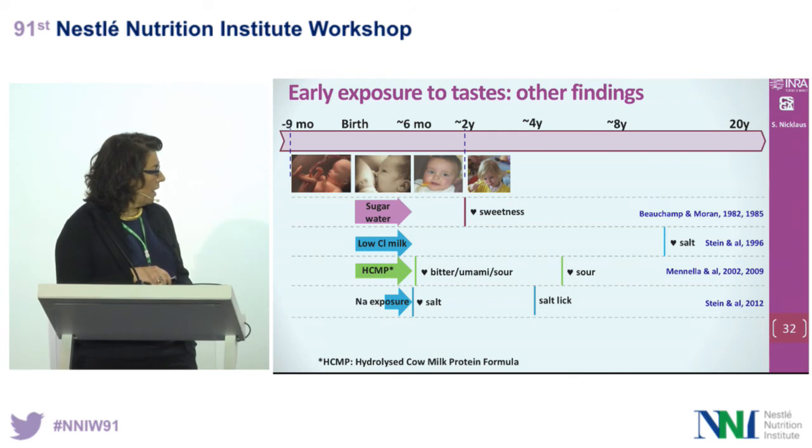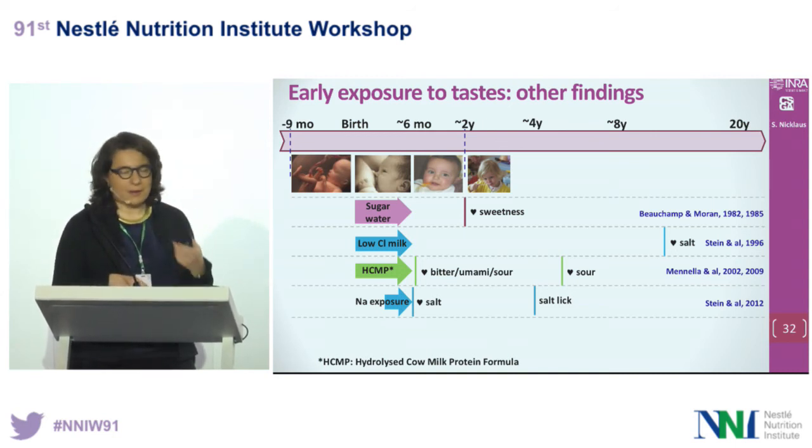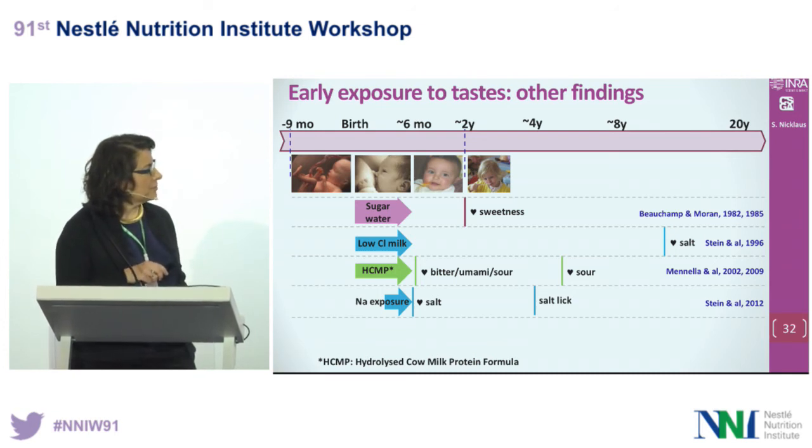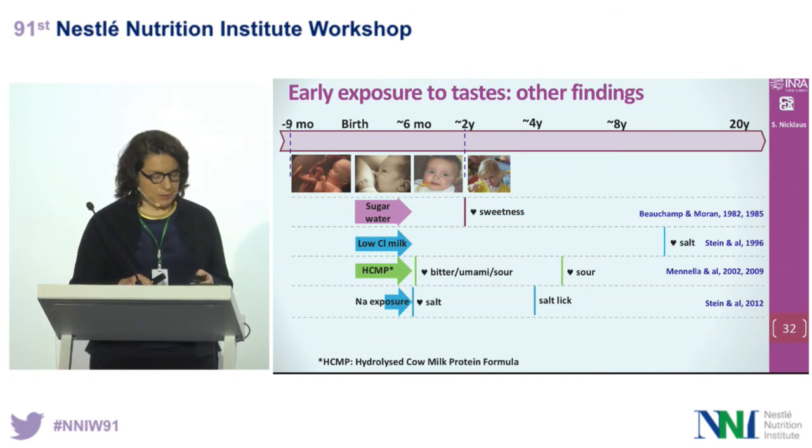taste. And finally, sodium exposure during the first year is associated with a higher salt preference at the age of 6, and with more salt licks demonstrated by the children around the age of 4 years. So again, effects of imprinting on preference.